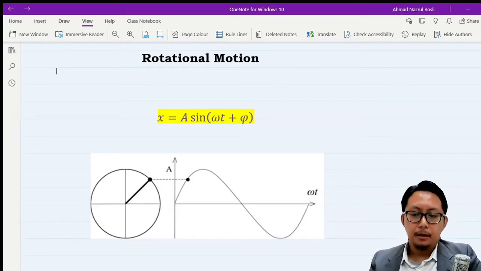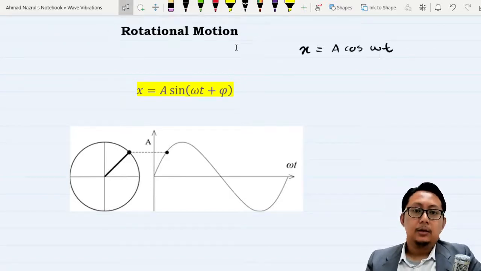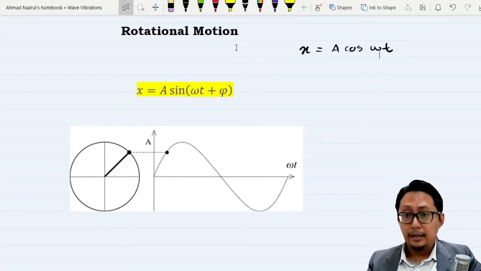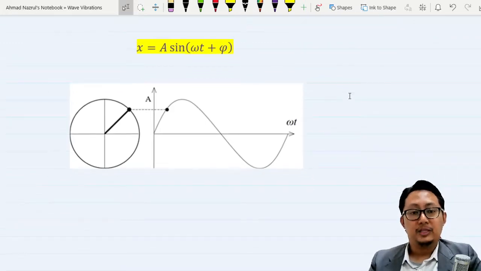Hi, for this video, we'll discuss rotational motion, continuing from the simple harmonic motion that we discussed before. If you remember, we introduced x equal to a cos omega t as a function of x. This is relevant because we want to find the oscillation of pendulums and also mass spring systems. So right now we will discuss a little bit about rotational motion and its relation with pendulums and mass spring systems.